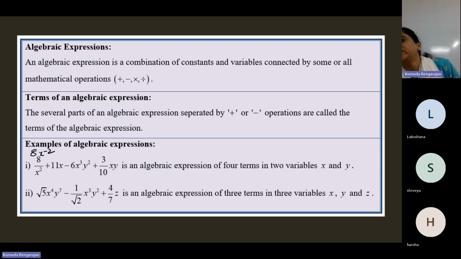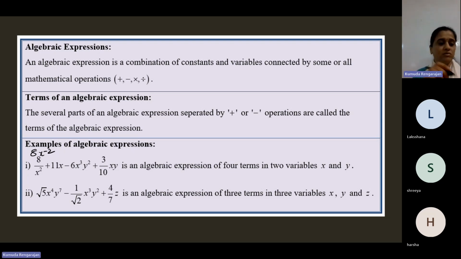So what's the power of the variable x there? Minus 2. It's negative. It should be non-negative. That's it. There itself, it's not a polynomial. It's an algebraic expression. An algebraic expression has not many conditions. Some constants, variables, plus minus signs, that is an algebraic expression. The variable can be in the numerator or denominator, the power can be negative, positive, fraction, decimal, anything. But a polynomial is sensitive.